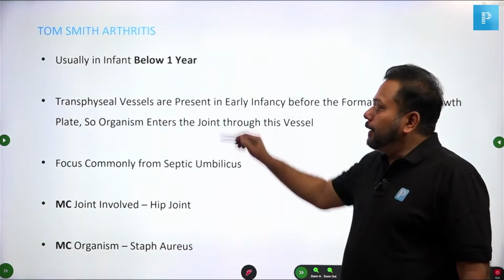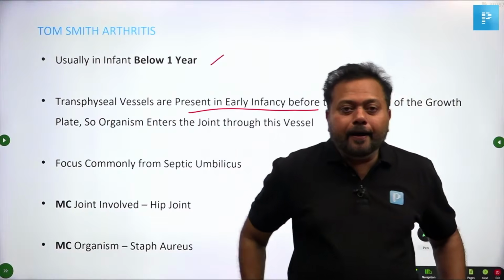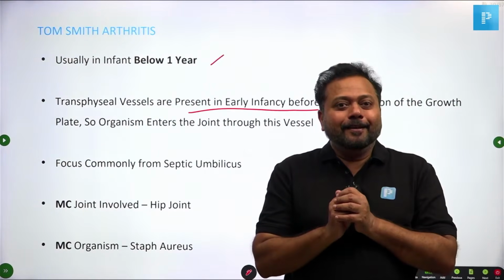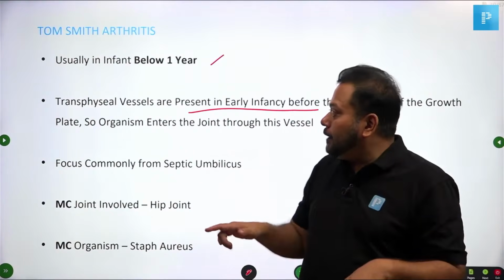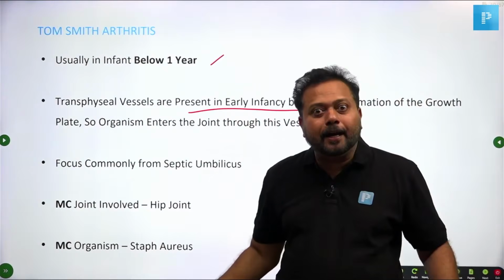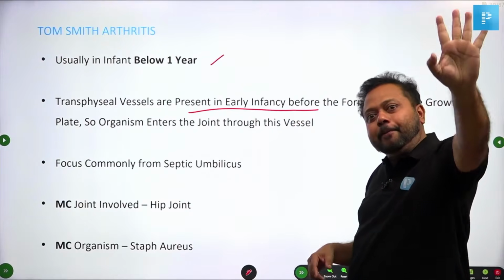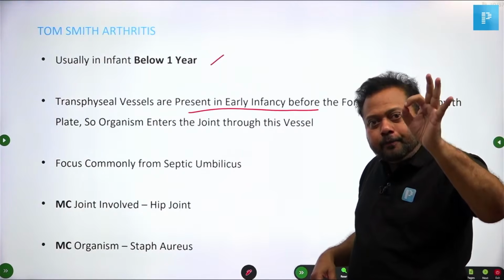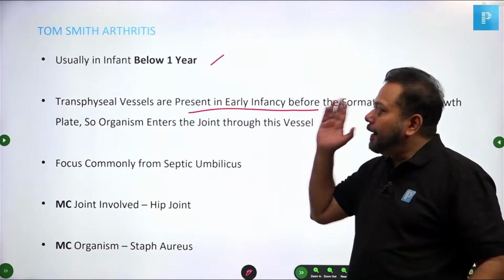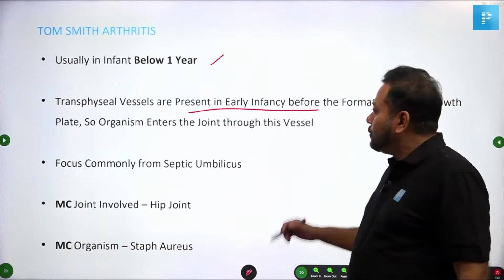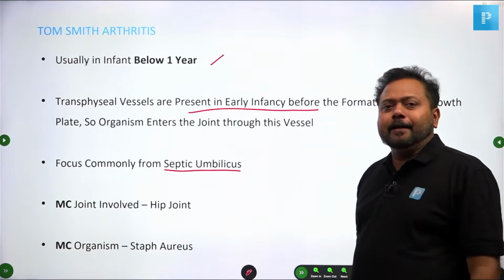Now you see, usually in an infant below 1 year, transepiphyseal vessels are present in early infancy. Usually we have read that osteomyelitis happens only in the metaphysis, but to go inside the joint, it has to cross the epiphysis. In an adult that is not possible because transepiphyseal vessels are not patent. But they are patent in early infancy, so from the metaphysis, the organism will go into the joint. Tom Smith arthritis happens exclusively in infants below 12 months. If the child is 2 or 3 years old, never go for the diagnosis of Tom Smith's arthritis. The organism enters the joint through the vessel. The focus in children is usually a gram negative from the septic umbilicus.